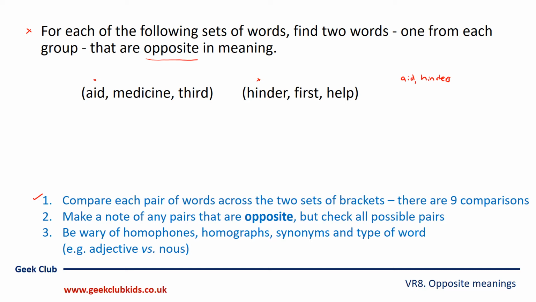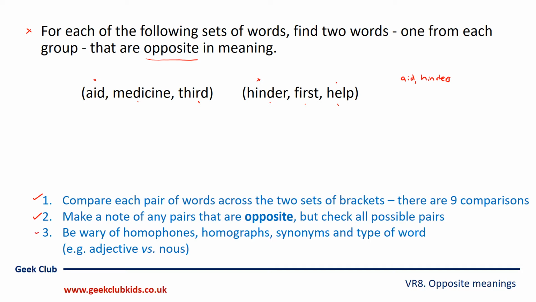So aid and first. Well, first aid is a thing, but aid and first don't mean the opposite. Aid and help. Well, they mean the same thing, but the question's asking for opposites. But clearly they're trying to trick us. Let's try medicine and hinder. No, they're not really the opposite. Medicine and first? Nope. Medicine and help? Nope. How about third and hinder? No, they're not the opposite. Third and first? Well, they're both numbers, but they're not the opposite. And finally, third and help? Nope. So aid and hinder are the only pair of words that are definitely the opposite. So they must be the correct answers.